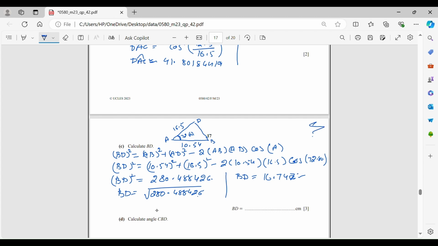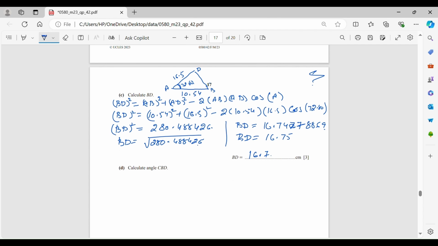My pen is not working. BD will be equal to 16.75, so I will take it in 3SF, it will be 16.7. In 3SF it is 16.7, right? Our answer is 16.7 in 3SF. Next is calculate the angle CBD.